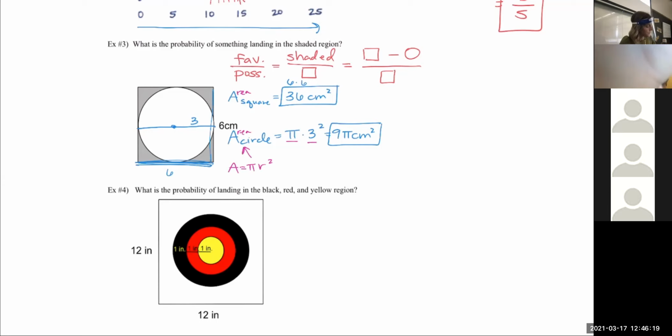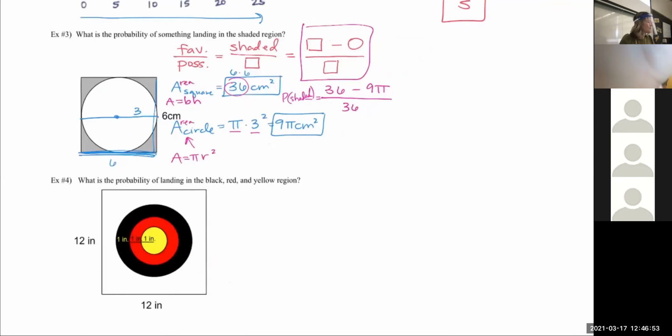The area of the square would be the base times the height. Okay, so let's plug it into this concept then. We're going to say the area of the square, so 36, minus the area of the circle, which is 9 pi, divided by, I didn't write this in. So the probability we hit the shaded section is 36 minus 9 pi divided by the square again, which is the 36.